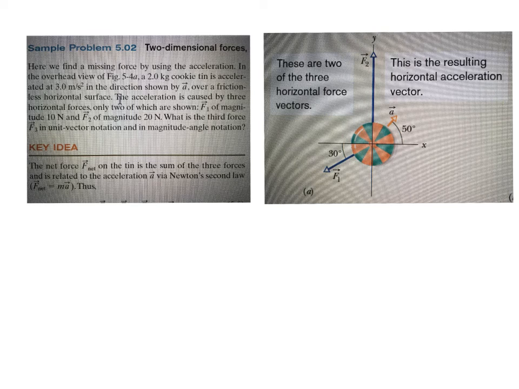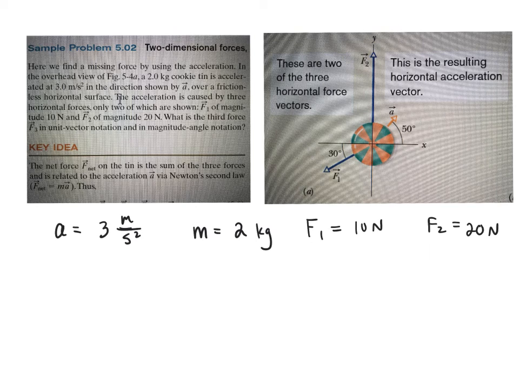So let's start listing all of our info first. Remember with projectile motion, I said listing the givens is really important. That'll come up here as well. So I'm going to start with acceleration in general, not x or y. Acceleration in the problem is given, 3 meters per second squared. It's literally in the problem. The mass of the cookie tin is given, 2 kilos. The force applied, F1, is given, 10 newtons. The force applied, F2, is given, 20 newtons.